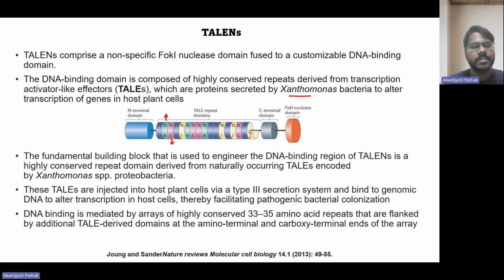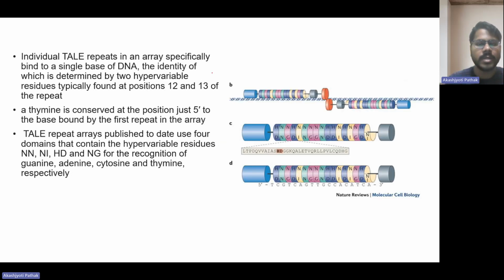So the DNA binding is mediated by arrays of highly conserved 33 to 35 amino acid repeats that are flanked by additional TAL-derived domains at the amino terminal and carboxy terminal. I'll explain it in the next slide with the help of a figure. So you see here, the individual TAL repeats in an array specifically bind to a single base of DNA. So this HD repeat, you see here these are the DNA binding repeats.